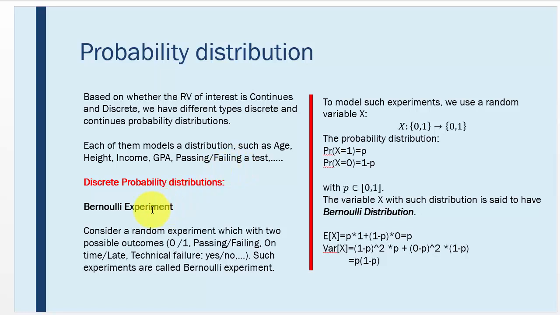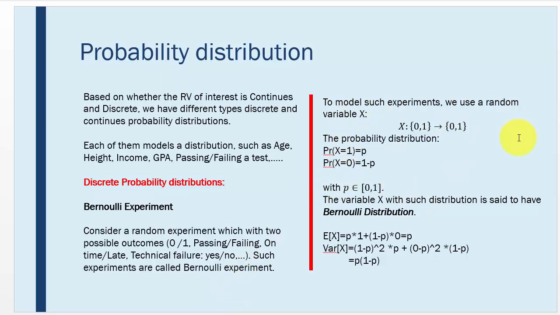And the first distribution that we discuss is the Bernoulli distribution. To that end, we first introduce Bernoulli experiments. Consider a random experiment which has two possible outcomes such as 0 or 1, passing or failing, arriving on time or late, technical failure yes or no, female or male, and so on and so forth. Such experiments are called Bernoulli experiments.